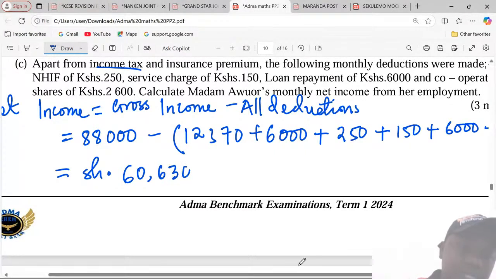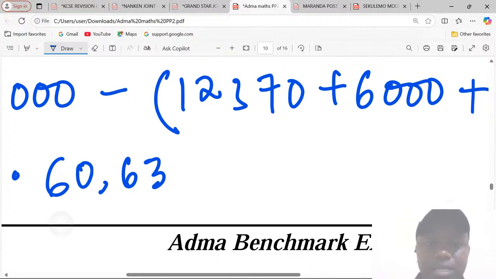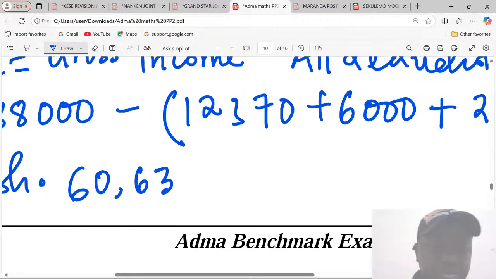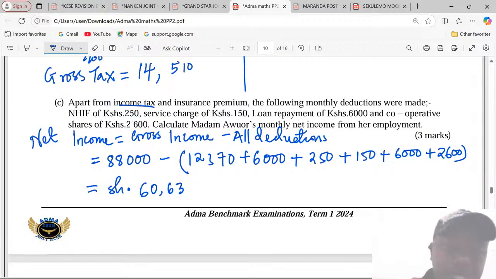630 Kenya shillings. The screen is misbehaving, but I'm going to sort it out. Yeah, 60,630 Kenya shillings.